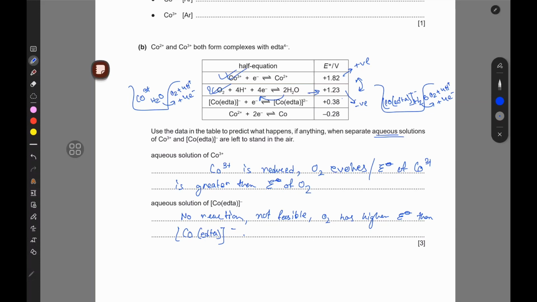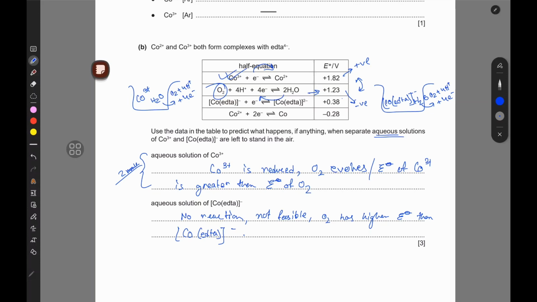Therefore, this reaction is indeed going to happen, where Co3+ is reduced and water is oxidized, releasing electrons. Great. So in this case, you can write that Co3+ is reduced, and in return oxygen is going to be produced. Yes, it's going to be produced, and this is going to happen since the E0 value of Co3+ is greater than the E0 value of O2. Great. So you have answered the first part, which is most likely worth 2 marks.